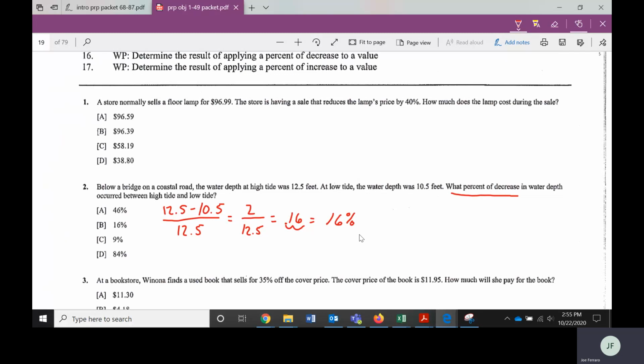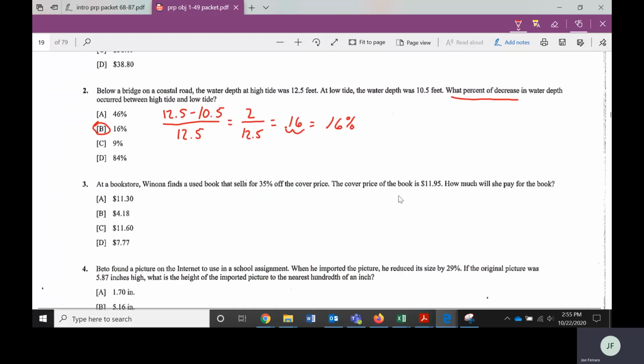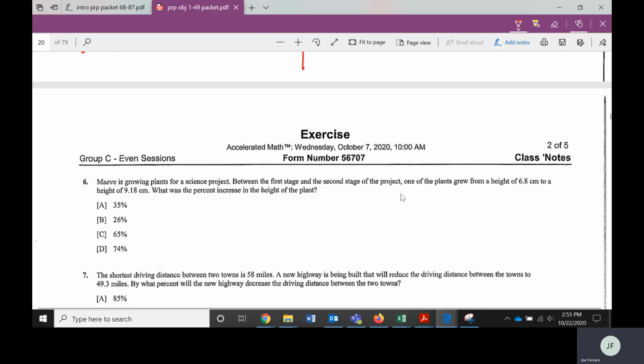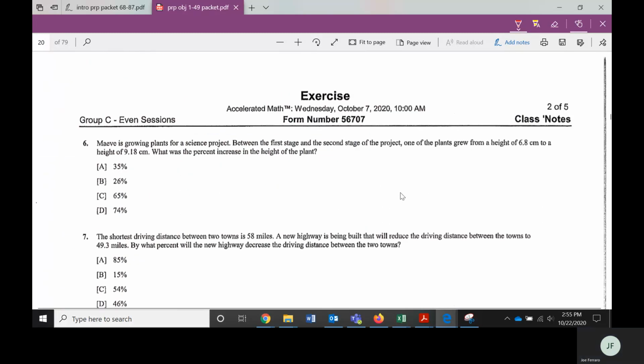But otherwise, if it didn't say the percent decrease, well, you would know this was a decrease because it went from 12.5 down to 10.5. And so that was letter B, 16%. Okay. We are going to turn the page. We'll come back to some on this page for a different type of problem. But we're going to go just to the top of the next page, number 6.